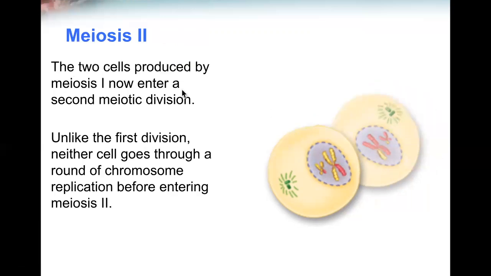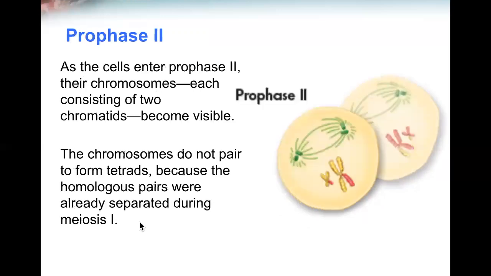The 2 cells produced by meiosis 1 now enter a second meiotic phase. Unlike the first division, neither cell goes through a round of chromosome replication before entering meiosis 2. As the 2 cells enter prophase 2, their chromosomes, each consisting of 2 chromatids, become visible. The chromosomes do not pair to form tetrads because the homologous pairs were already separated during meiosis 1.